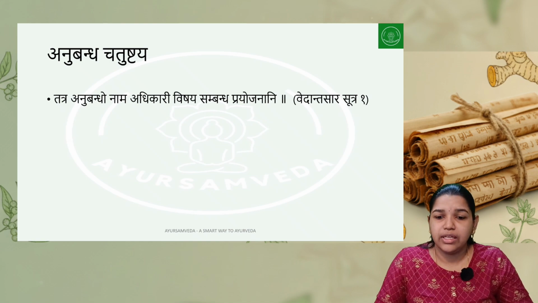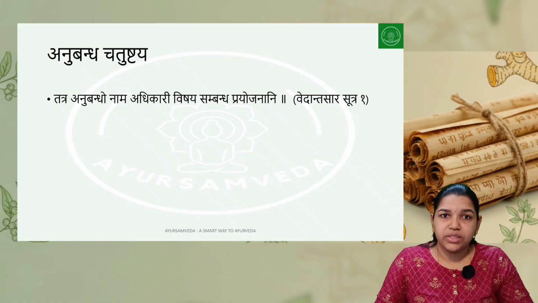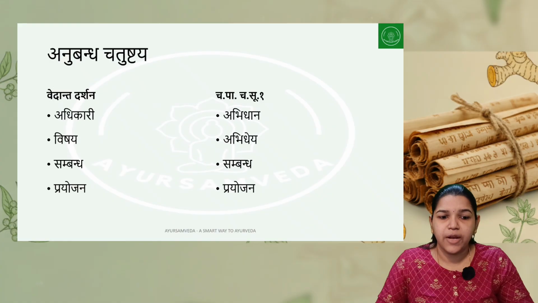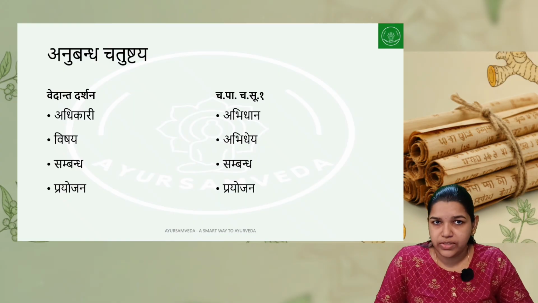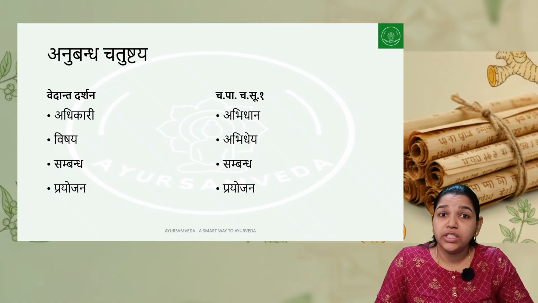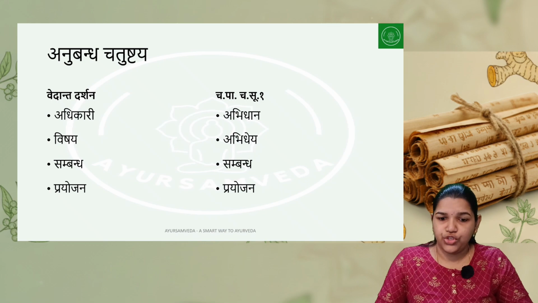So this is from Vedanta Sara Sutra. As per the darshanas, as per the samhitas, we will be dealing with this Anubandha chatushtaya. So the concept is same, but the terms which are mentioned are different in both the Samhitas as well as the Darshanas. So as per the Vedanta Darshana, the Anubandha Chatushtayas are enumerated as Adhikari, Vishaya, Sambandha and Prayojana.